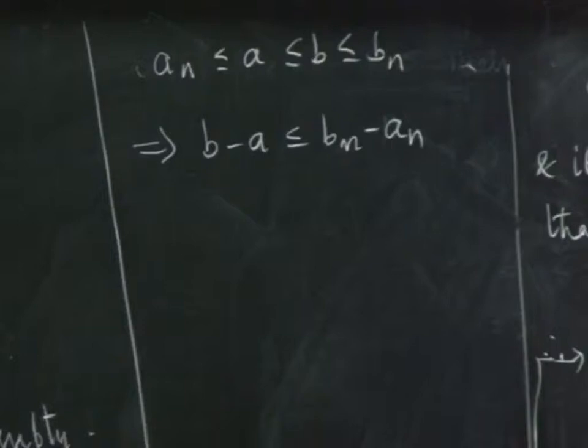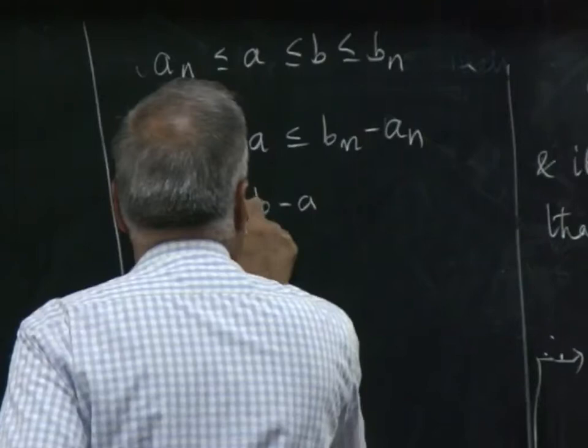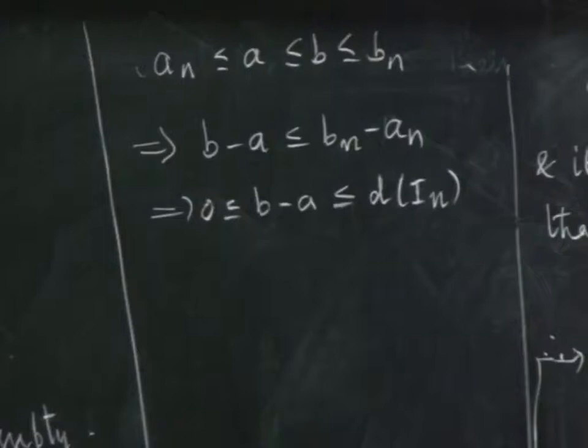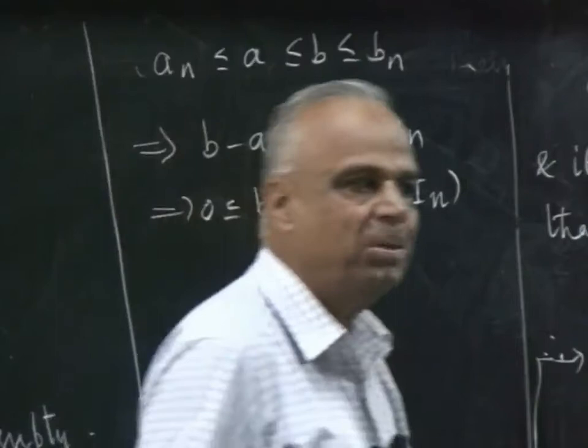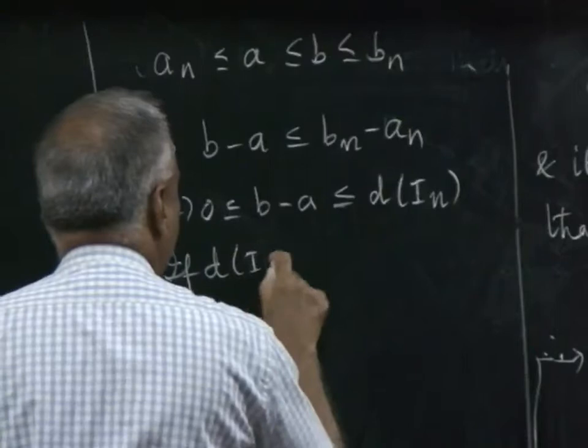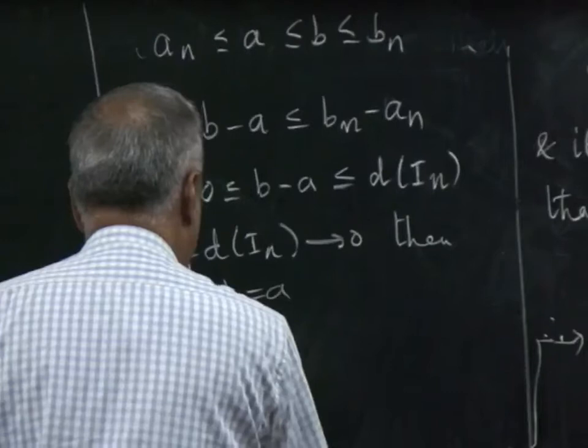What is that BN minus AN? That is the diameter of the IN. So I'll write it so that it says B minus A, which is non-negative because B is greater than or equal to A, is less than or equal to the diameter of IN. So what happens if not only they are shrinking, but they are shrinking such that the diameters go to 0, the length of the intervals is going down to 0, what will happen then? This will go to 0 and B minus A will get sandwiched between 0 and 0, B minus A will become 0 or B equal to A, so the intersection will be a singleton. Okay, so if the diameter of IN tends to 0, then B equal to A, and therefore the intersection of IN is a singleton.